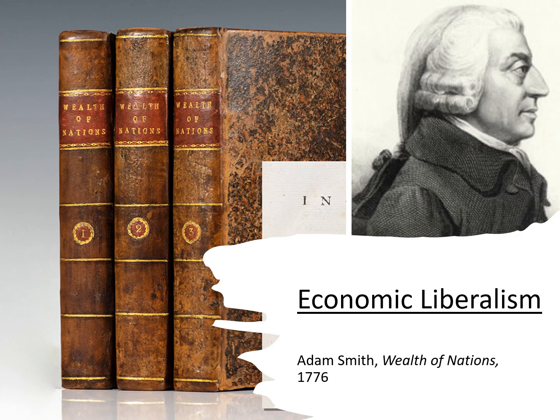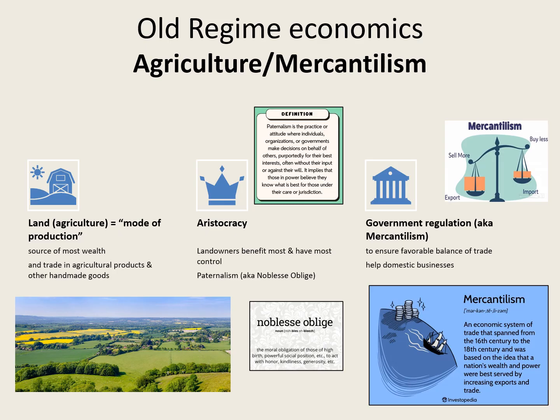Adam Smith was most popular for a theory that became known as economic liberalism. And this theory was outlined most specifically in his book, The Wealth of Nations from 1776. Adam Smith's theories were new because he was arguing against the older economic theory of mercantilism that was based on the idea that land was the most important source of wealth, and that trade in agricultural products and other handmade goods were what made the nation wealthy.